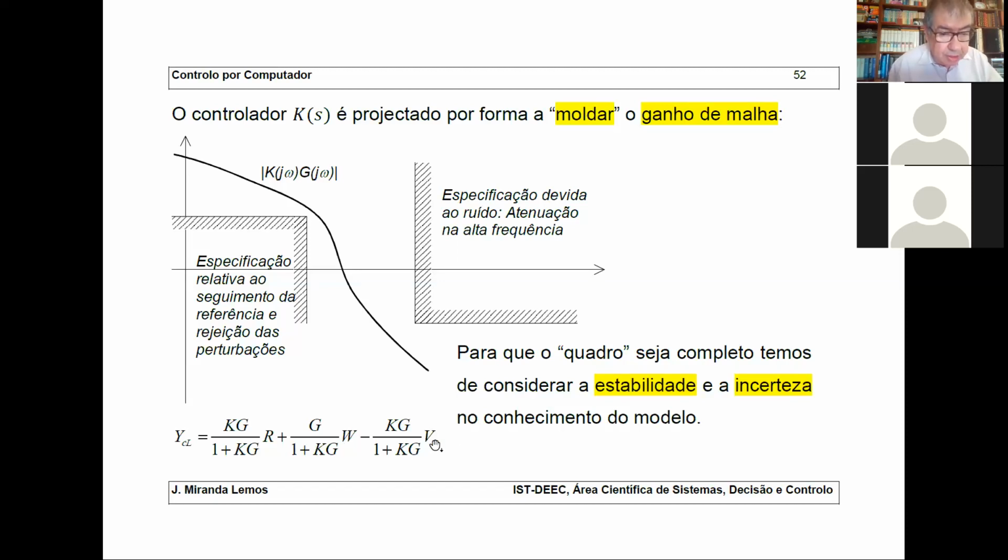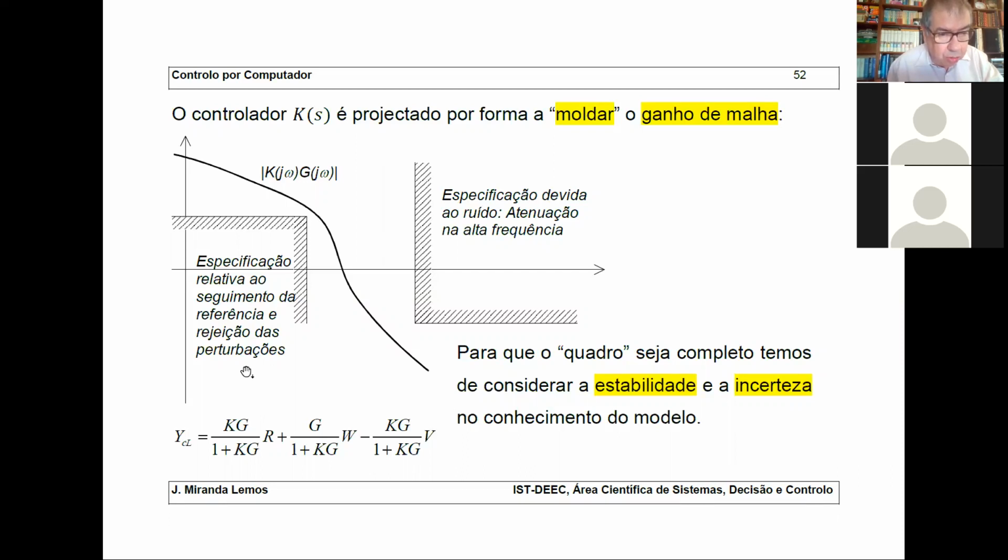Now, for the noise, remember, you want to have kg small, because kg small implies that you have, say, a number close to 0 divided by 1, which is close to 0. And this conflicts with the requirement that kg is big. So the trick is to consider different regions of the frequency response.